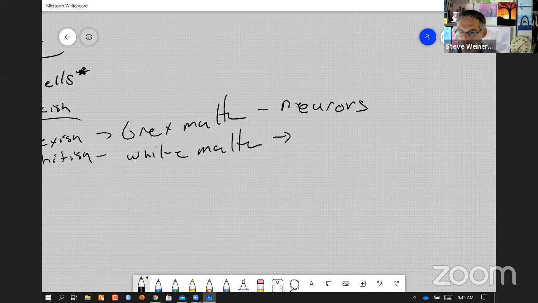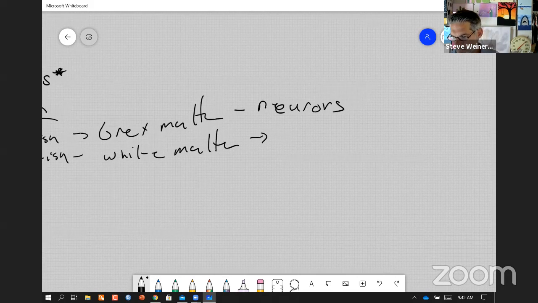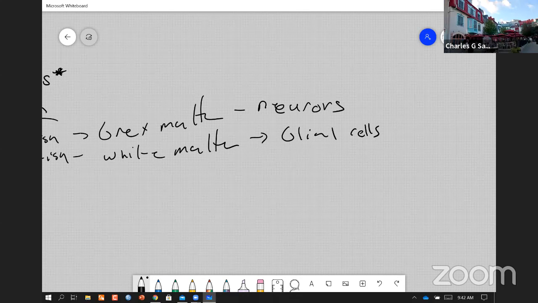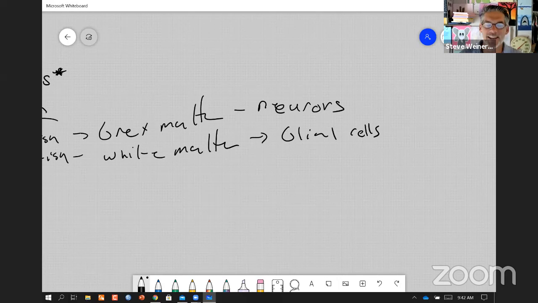The white matter are what we call glial cells. Okay, oversimplified, but we'll get more and more detail and tell you how kind of wrong this is, but also how right this is as we go. Not to oligodendrocytes and Schwann cells yet, to give it a chance.